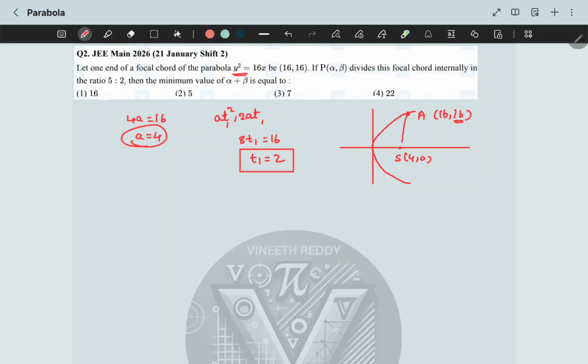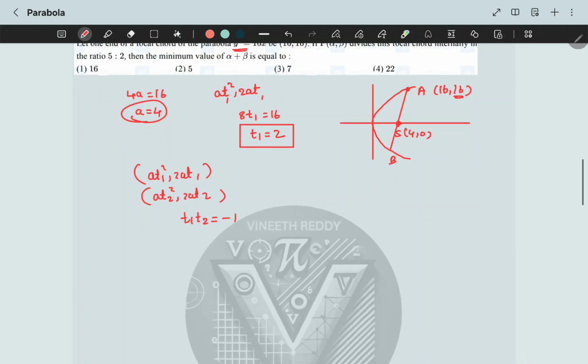Now for a focal chord, dear students, we know that if one end of a focal chord has coordinates (a t1 squared, 2a t1), and the other end has coordinates (a t2 squared, 2a t2), then the relation between t1 and t2 is t1 multiplied by t2 is minus 1. This is only true for a focal chord, right? So t2 equals minus 1 by t1, and t1 is 2, so t2 is minus 1 by 2.